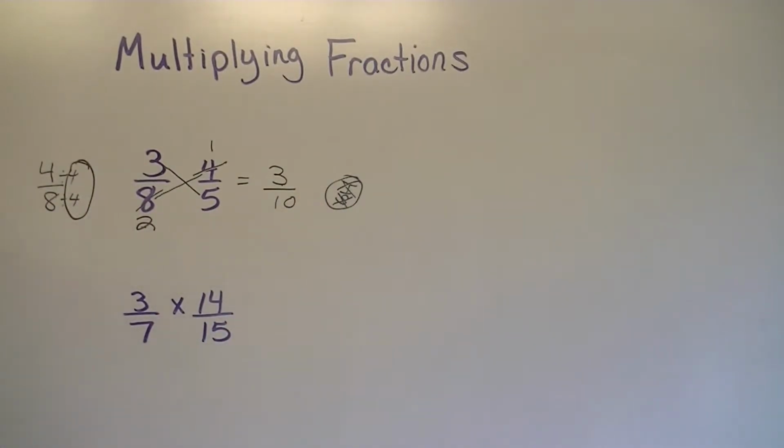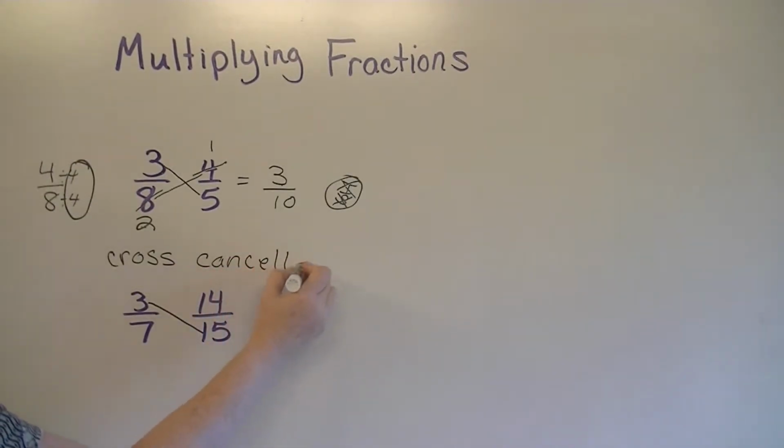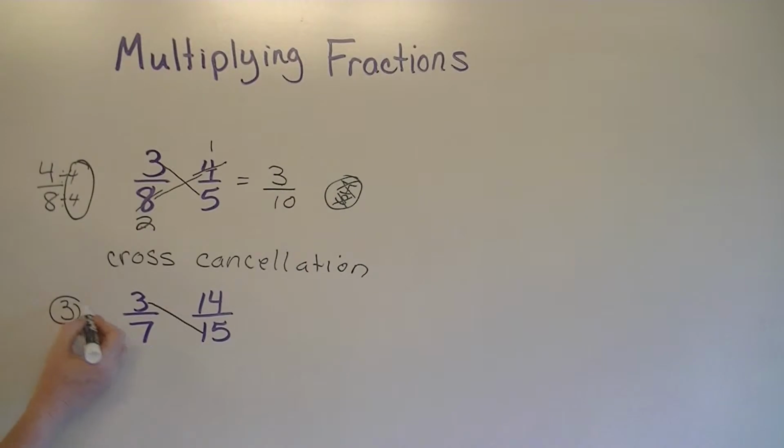Let's take a look at the second fraction. So this time, I'm going to look across diagonally for my cross cancellation. You can think about it as cross simplification. 3 and 15, what do they both have in common? What factor? Well, they're both divisible by 3. So I'm going to think about that number. 3 divided by 3 is 1, and 15 divided by 3 is 5. Alright, so we took care of that.